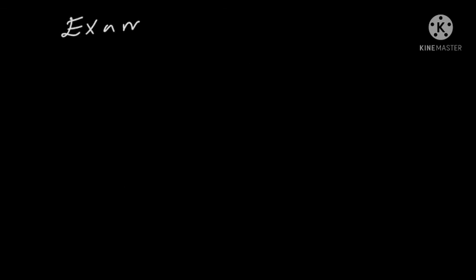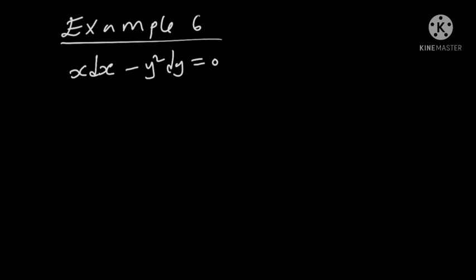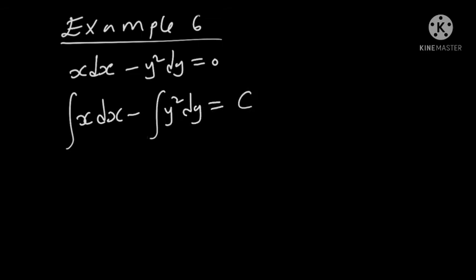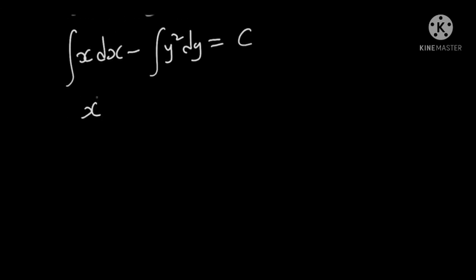Example 6. Solve x dx minus y squared dy equals to 0. Now in this equation, the variables are already separated. Therefore, we need to integrate x dx minus y squared dy equals to the constant of integration. So we have x squared divided by 2 minus y cubed over 3 equals to c. And this is the required general solution.